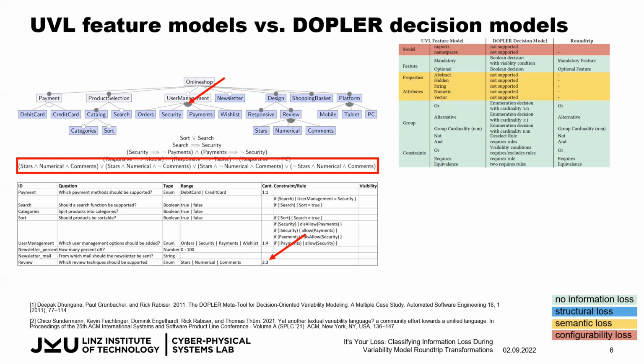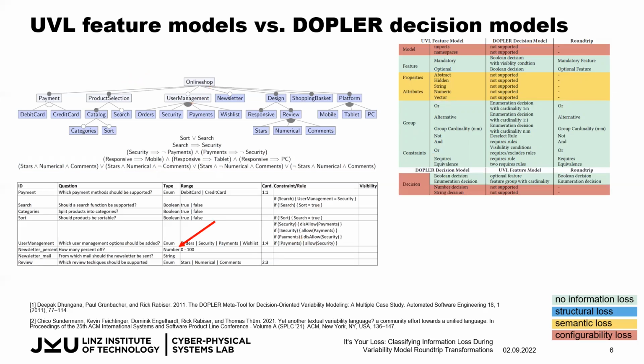Now, when we switch around and start from Doppler, you can easily see at first glance the multiple times already discussed number and string decisions. So normal decisions like Boolean and enumeration decisions can be transformed, that's no problem, but number and string decisions you can transform with certain strategies to discrete values, like to have one feature for each number from 0 to 100, but nevertheless you will lose information, a configurability loss, when you transform it to a feature.